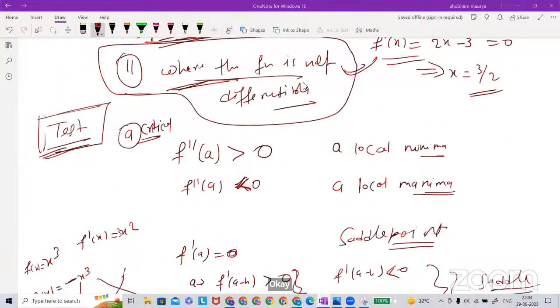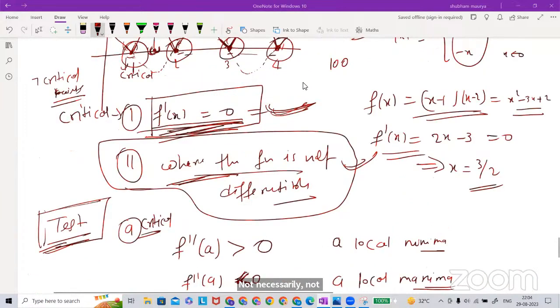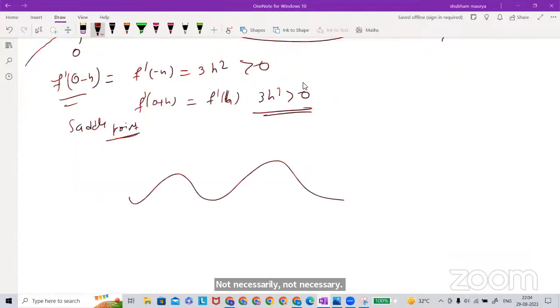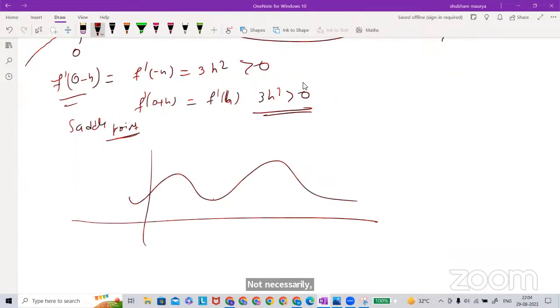Sir, is a local minima always below the x-axis, isn't it? Not necessary. Suppose your graph is like this. So this is also a local minima, no?